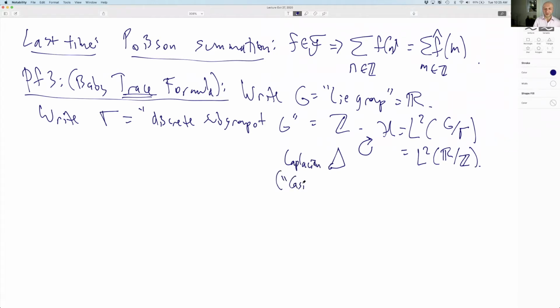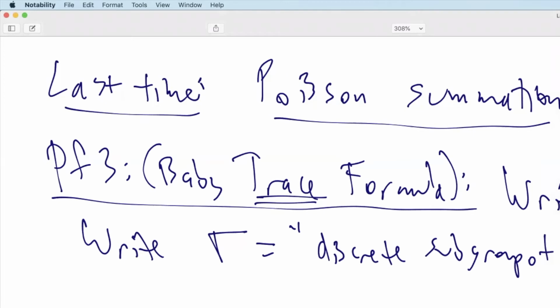I'll just put the word Casimir operator, which for us is just two derivatives in x, right? And it acts on this space. And so this is a vector space. It's an infinite dimensional vector space, but never mind.